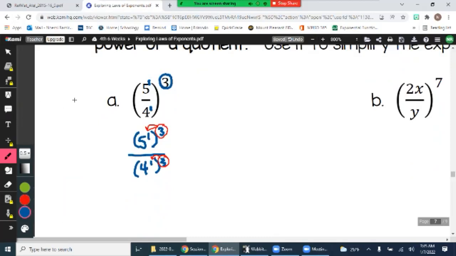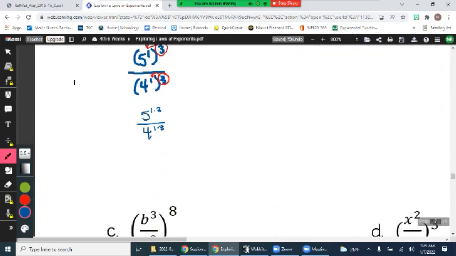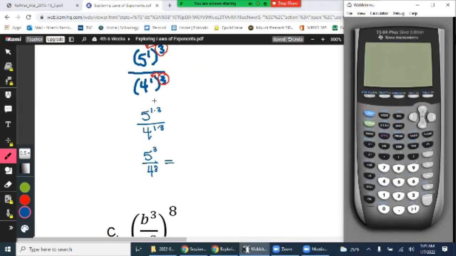Next step. That creates 5 to the power of 1 times 3 at the top, 4 to the power of 1 times 3 at the bottom. 1 times 3 is 3, so that gives us 5 cubed, and 1 times 3 is 3, 4 cubed. Now you may be able to see this on the SOAR test, but once again, you want to try to simplify it. So 5 cubed, if I type that into my calculator, 5 math 3, is 125. 4 cubed, 4 math 3, is 64.